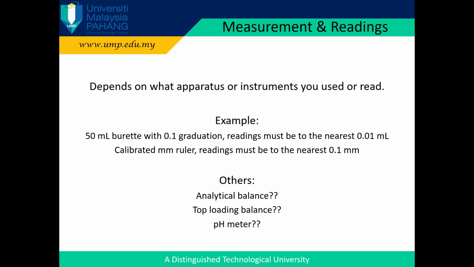First thing that you need to know is about the measurement and readings of the apparatus used in analytical chemistry. They depend on what apparatus or instrument you used or read. For example, 50 milliliter burette with 0.1 graduation, the readings must be to the nearest 0.01 milliliter. Calibrated millimeter ruler, the readings must be to the nearest 0.1 millimeter. Can you guess the readings of analytical balance, top loading balance, and pH meter?